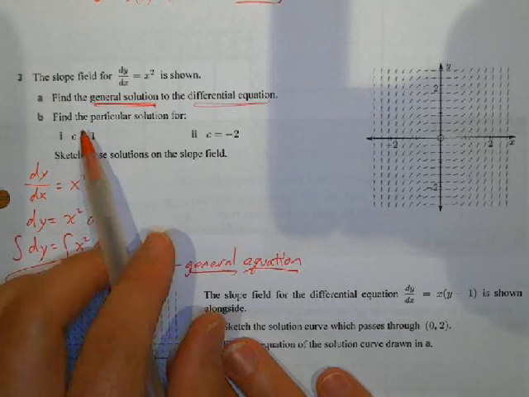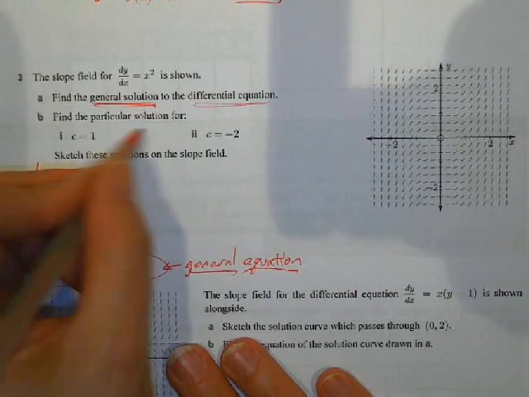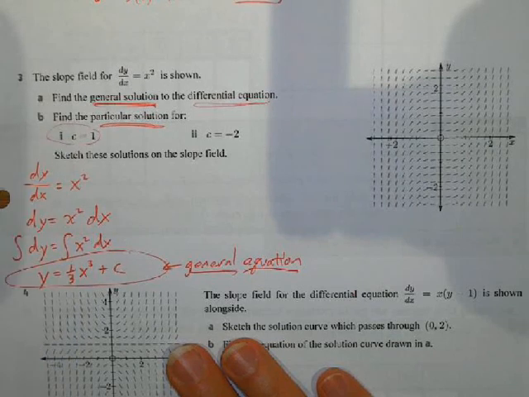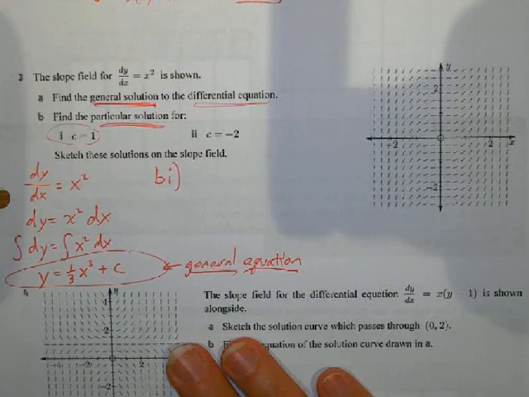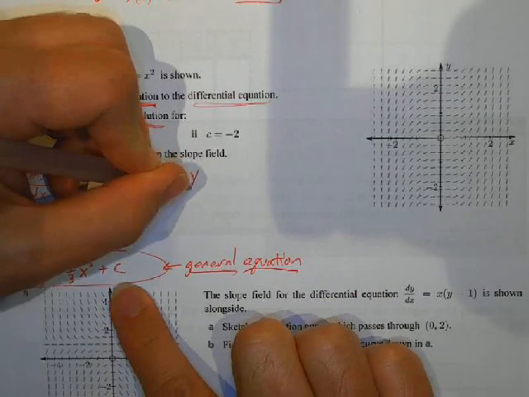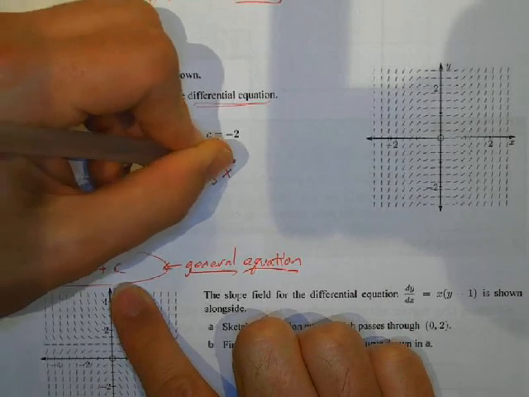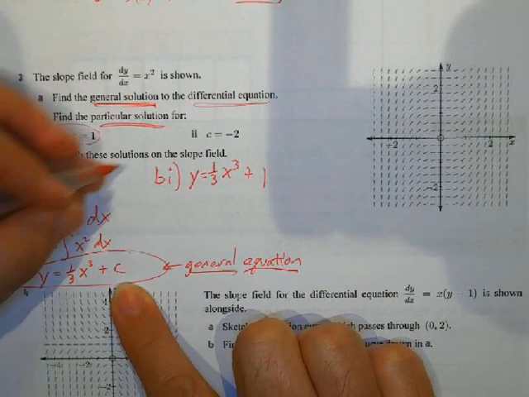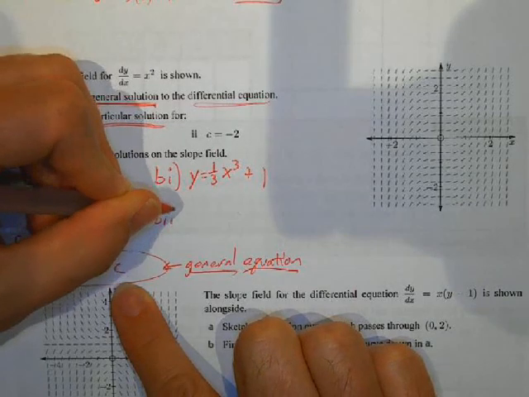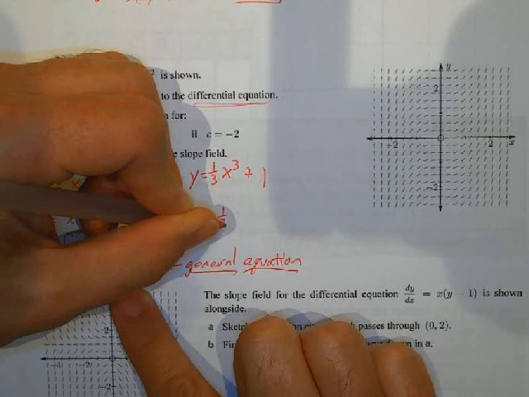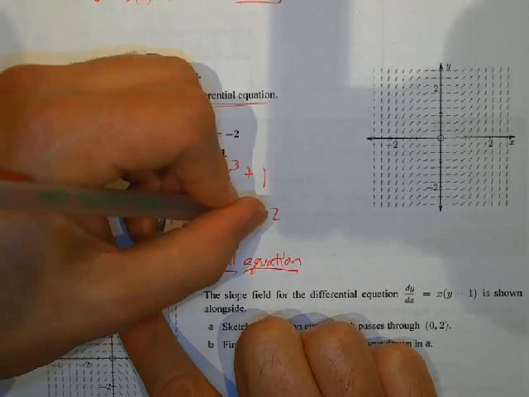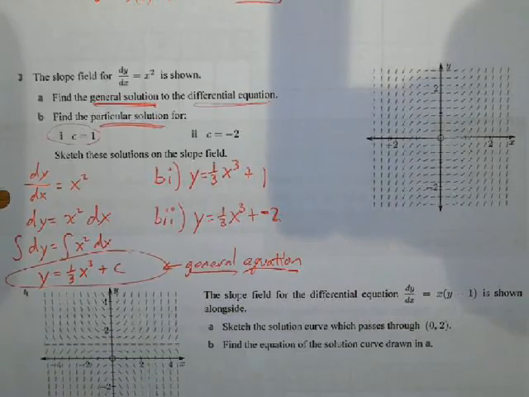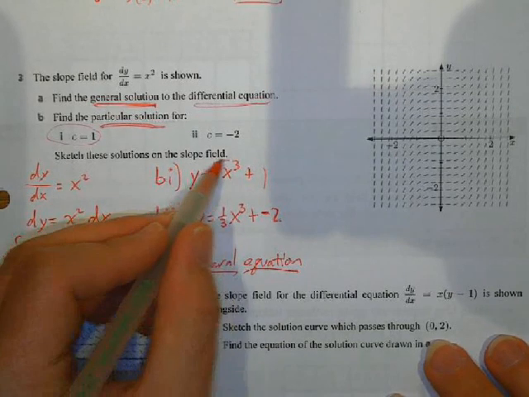Okay. So now we're going to find the particular solution when c equals 1. So for b(i), if c equals 1, we have y equals 1/3 x cubed plus 1. For b(ii), we have y equals 1/3 x cubed plus -2. Okay. So sketch these solutions.